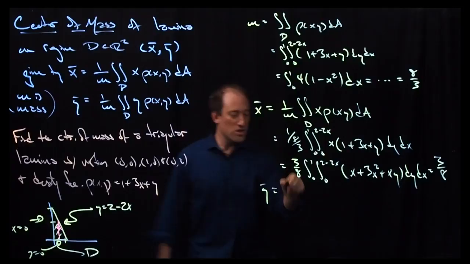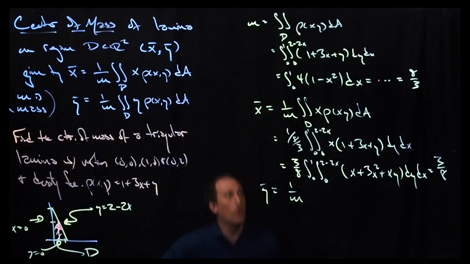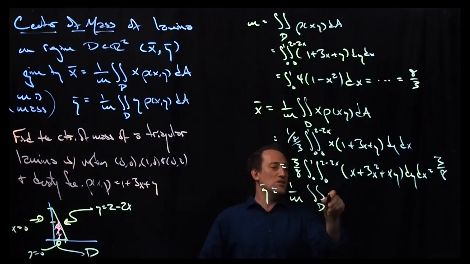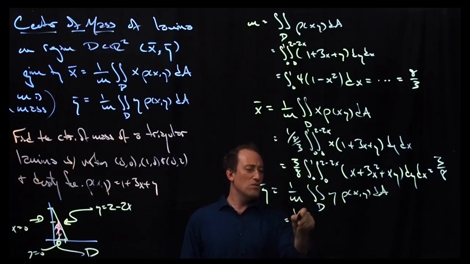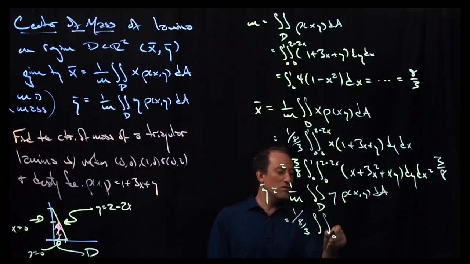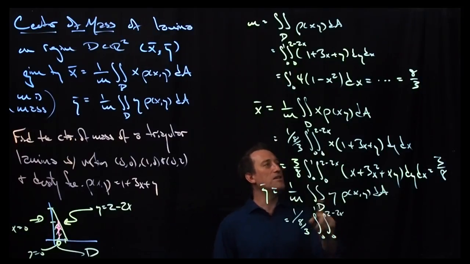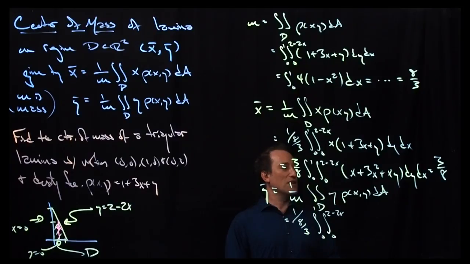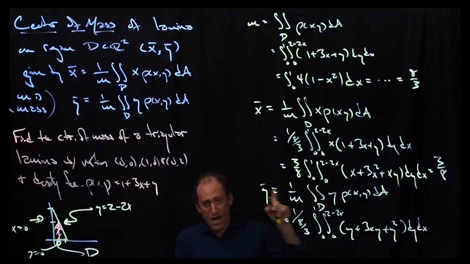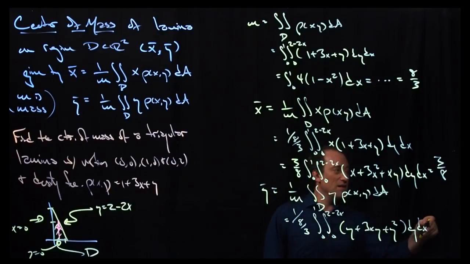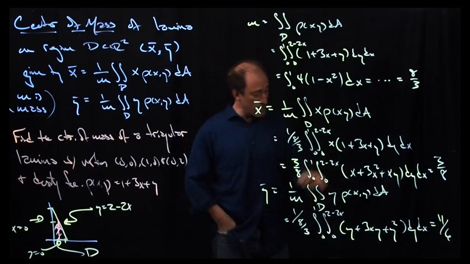However, y bar, which is now 1 over m, I guess it's time to get back on the floor, double integral over the region D now of y times rho of xy dA. Again, this will be 1 over 8/3, double integral, inner, 2 minus 2x, outer, 0 to 1. Now it's a y times all of these guys. So it'll be a y plus 3xy plus a y squared dy dx. And again, I leave it to you to fill in the exciting details. In the end, this will be 11/6. All right, what does this mean?